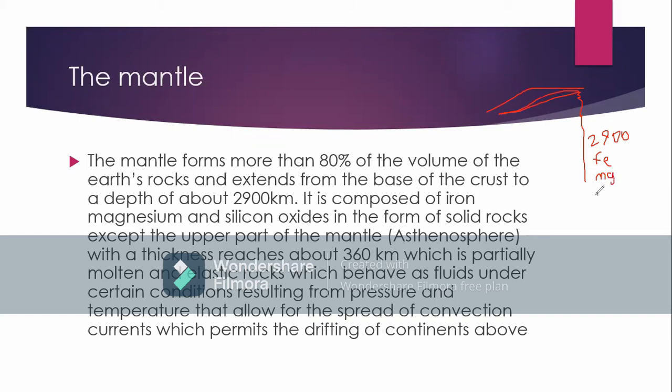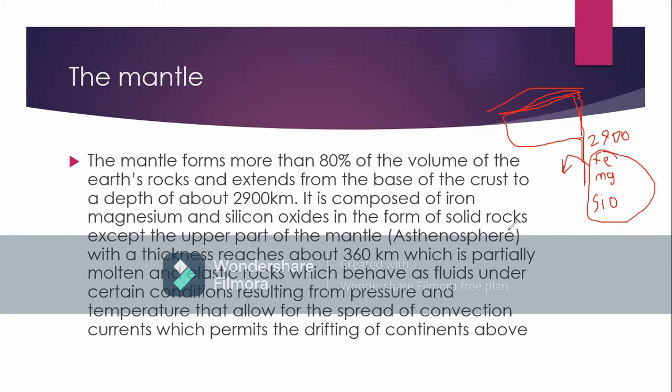Silicon oxide, SiO, in the form of solid rocks, except the upper part of the mantle, the asthenosphere, and this is the lower part. These solids accumulate on the rocks.